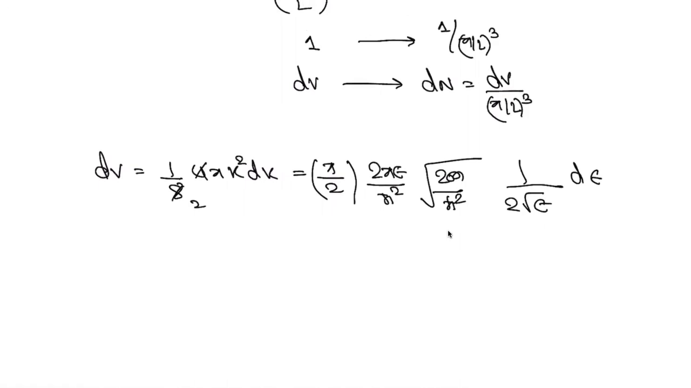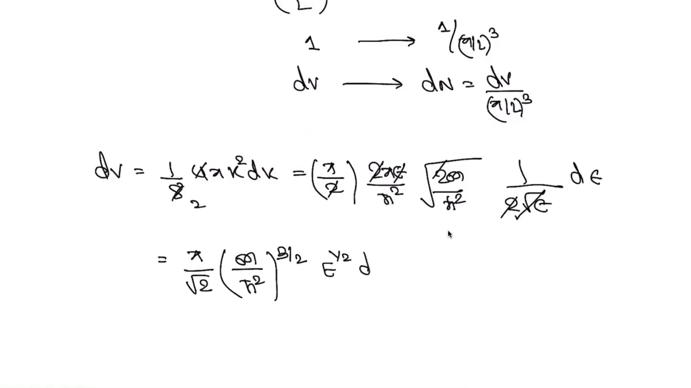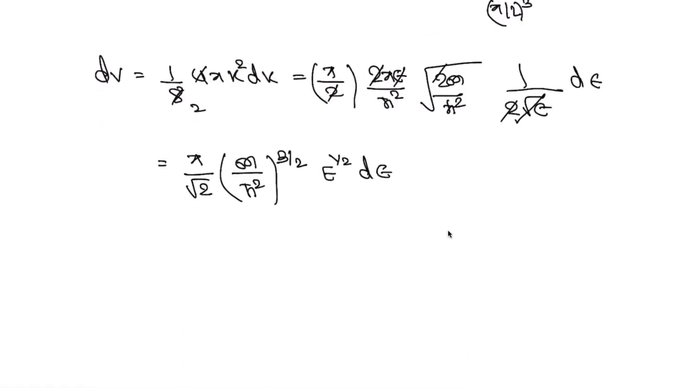You can simplify it here. So if you simplify, root E will become root E, 2 will come inside, and pi by 2 से 2 खत्म, here also 2 finish, 2 root 2 will remain. So pi by root 2, (m/h²) power 3/2. You can see here E half will be there, and into dE. This is the dV.